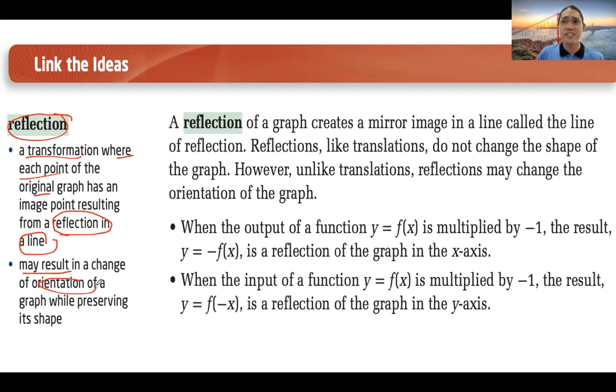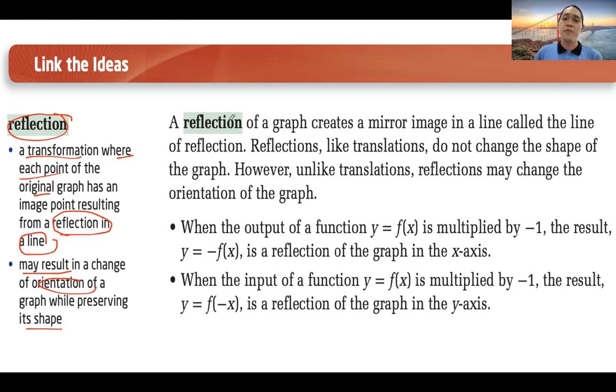When we say change of orientation, the values of your x and y components will most probably be changed, especially your y coordinates, because you're going to multiply by -1 as we did a while ago. Or you could multiply -1 to your x component, or do the vice versa, of a graph while preserving its shape. The good thing here is the shape will not change, only the orientation. So please take note of that.